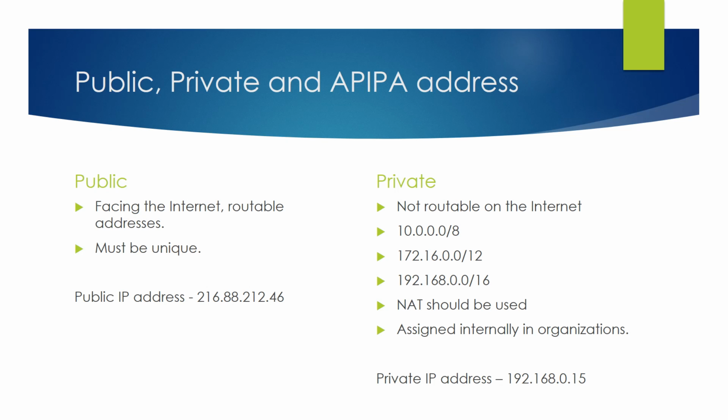And the range used for APIPA starts from 169.254.0.1 and ends at 169.254.255.254. So basically, this address is not routable on the internet, and your machine is not going to be able to communicate with other machines within your network, except for other machines with APIPA addresses.